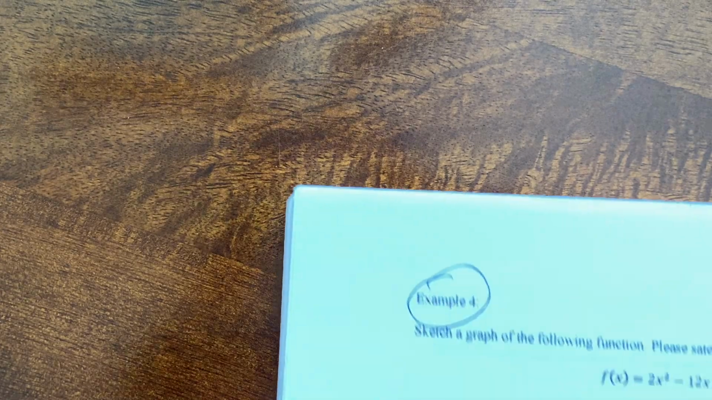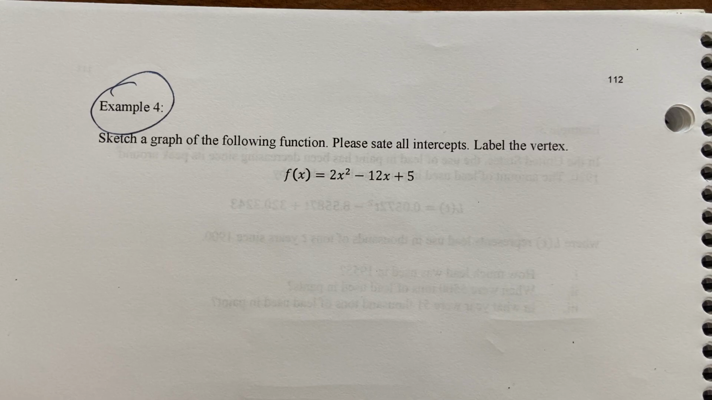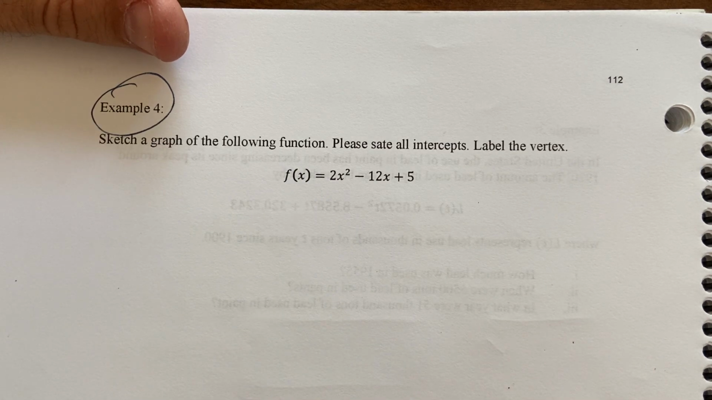So graphing. Go on to a graphing one. I'm going all the way to page 112. Of course, I'll post solutions to the other ones I skipped. So this says sketch a graph of the following function. Please state all intercepts and label the vertex.